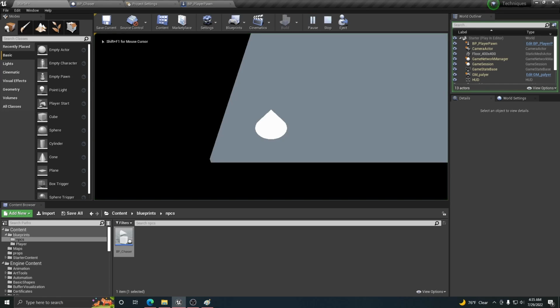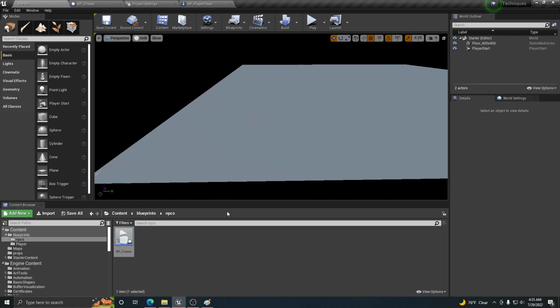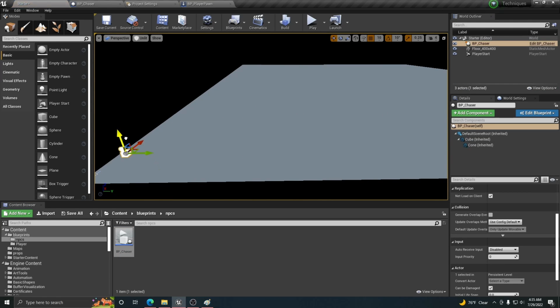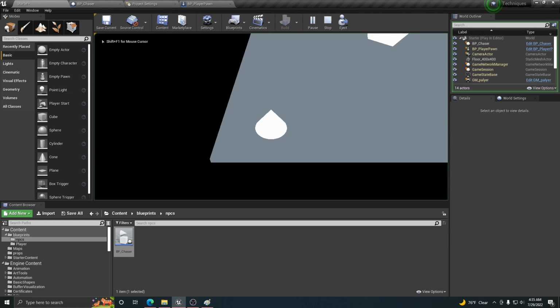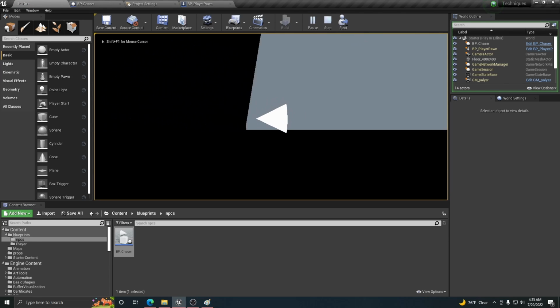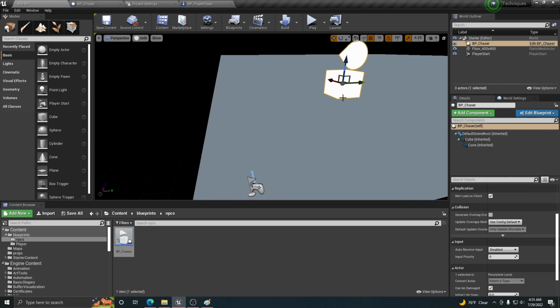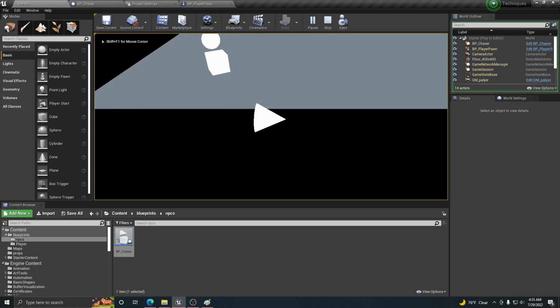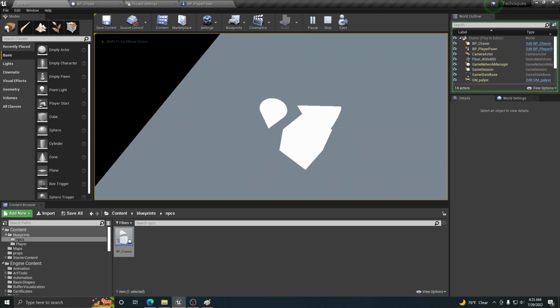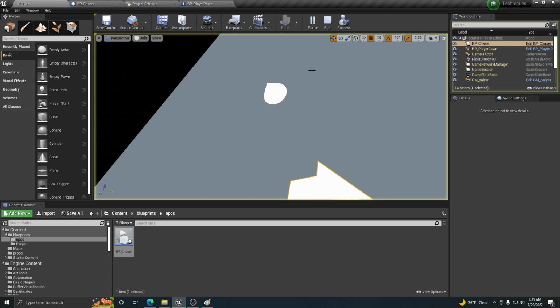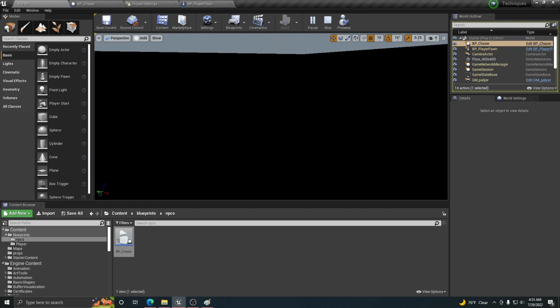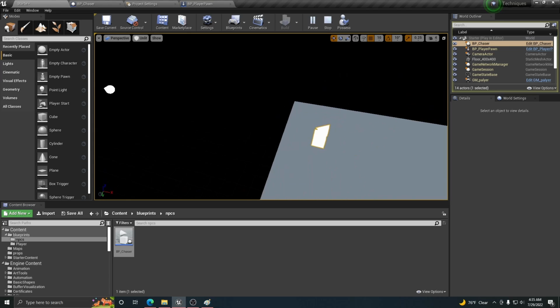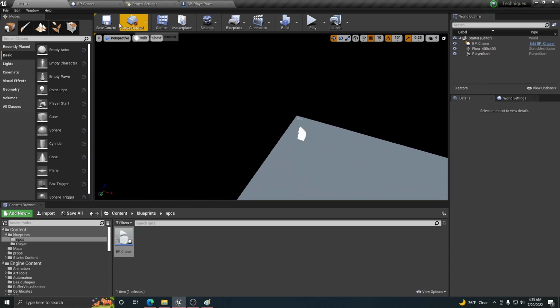So play. Oh wait, I gotta add it to the level. And you can see, okay, a little down, I guess. And you can see it's always facing the player, wherever the player goes.